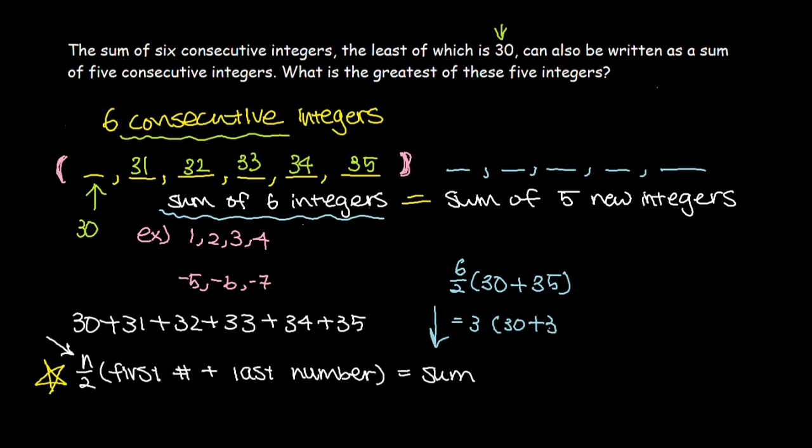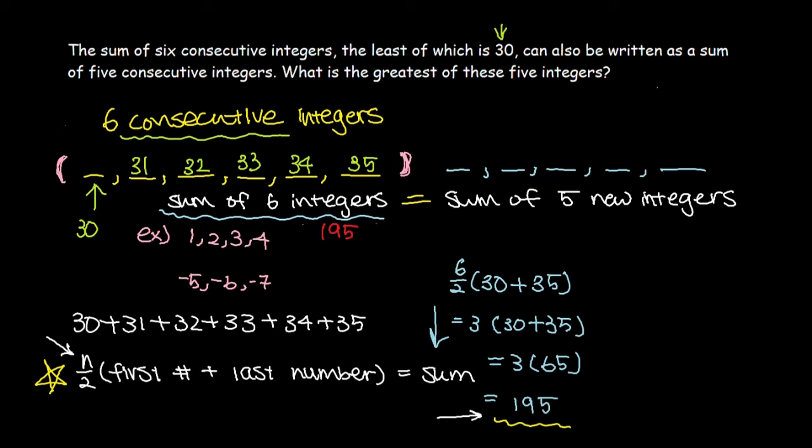So this is going to be 30 plus 35. This is going to give you 3 times 65. And this is going to give you 195. So that is one way that you can find the sum. And this is a way shorter way to find the sum of the 6 consecutive integers. You could try adding 30 to 35 and you will get the same answer, which is 195. So now we know that right here, this is going to be 195.